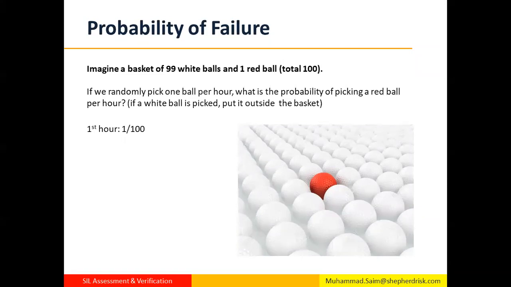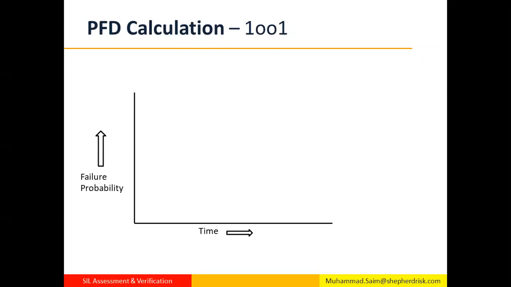If we pick a white ball, we put it outside the basket. Now there are 99 balls, so in the next hour, the probability of randomly picking the red ball is 1 out of 99. If again we pick a white ball, we put it outside and we continue until the 100th hour, when there's only one red ball there, and hence the probability of picking the red ball is 1. And this red ball represents the dangerous failure or the incident itself. So the probability of failure increases with time.